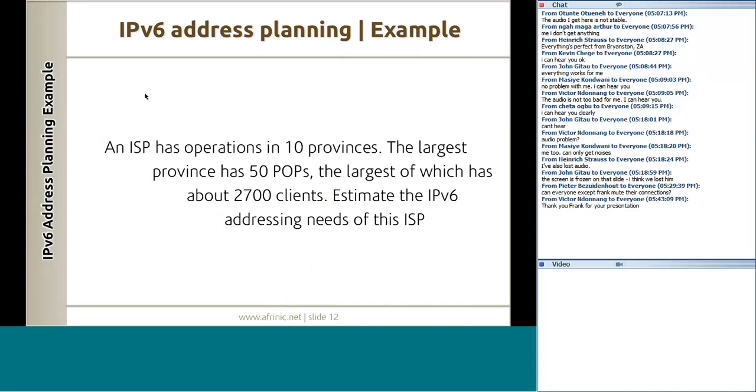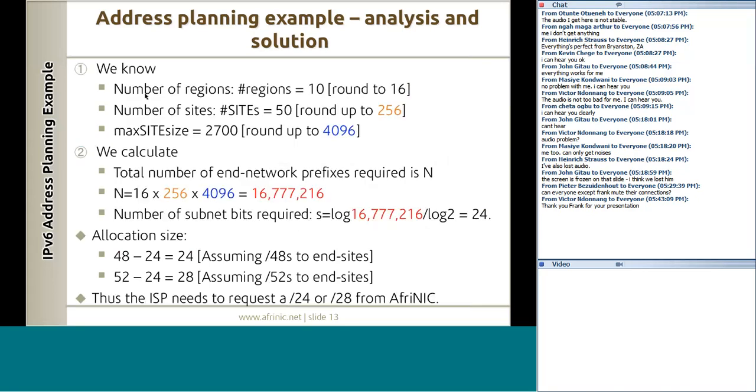Here's a quick worked example just to illustrate the steps we just covered. An ISP has operations in 10 provinces. The largest province has 50 POPs, the largest of which has about 2,700 clients. Estimate the IPv6 addressing needs of it. So, our initial analysis: we know that the number of regions is close to 10. If I round that up to the nibble boundary, I have 16.